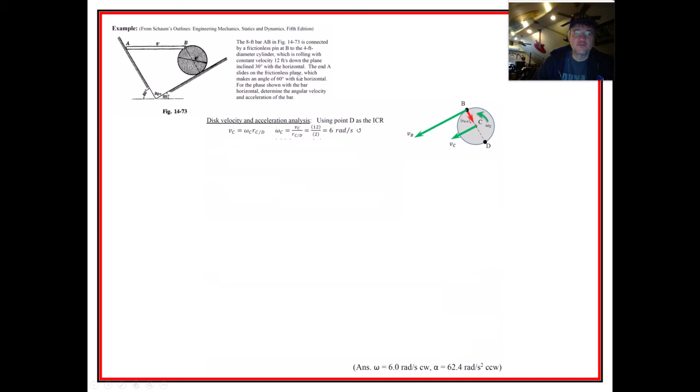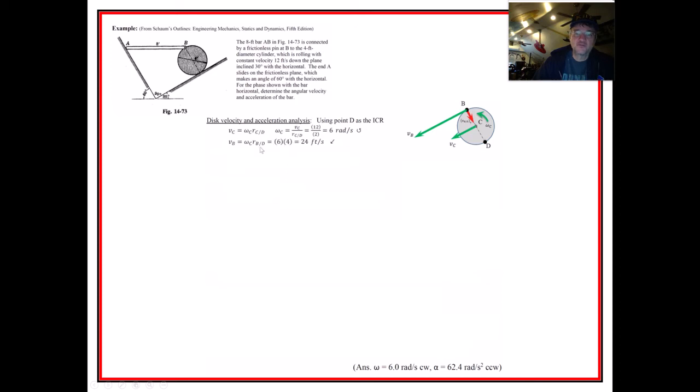Well, no, we know the velocity at C, right? It's 12 feet per second. But now we can find the angular velocity because it's going to be that velocity at C divided by this distance between the center and point D, which is also the ICR. So we take that 12, and that's divided by 2 because it's a 4-foot diameter disk. So that ends up at 6 radians per second, and we see that it's counterclockwise.